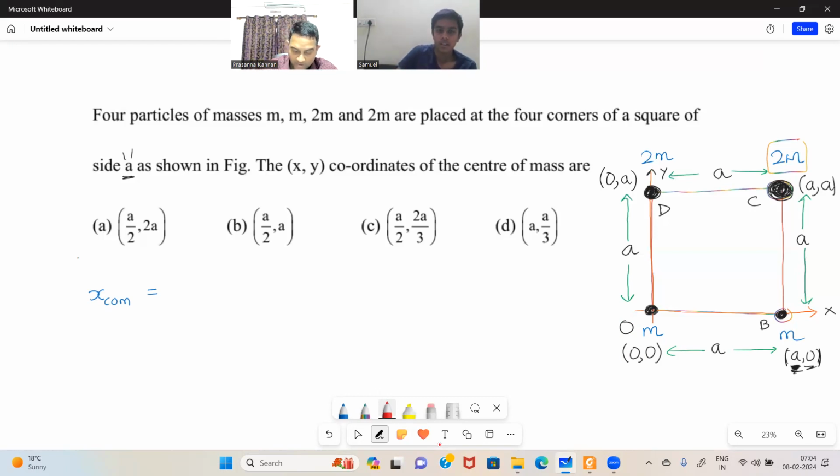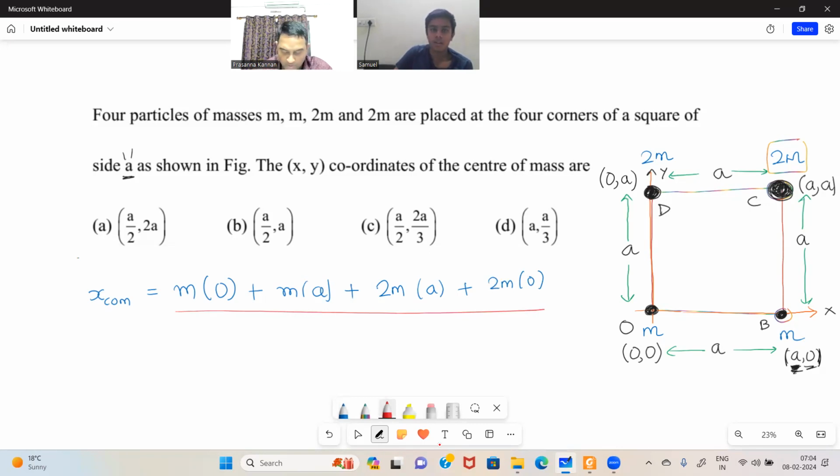Mass and the x coordinate. So what does it come to? Tell me. M into 0, plus M into A, plus 2M into A, plus 2M into 0, divided by M plus M plus 2M plus 2M. That means you simply add the masses. That's all. So 0 plus MA plus 2MA plus 0 by 6M. The M into 0 gets cancelled, right? So what do you get? 2MA plus MA is 3MA, divided by 6M. You get A by 2. Very good. So XCOM is A by 2.